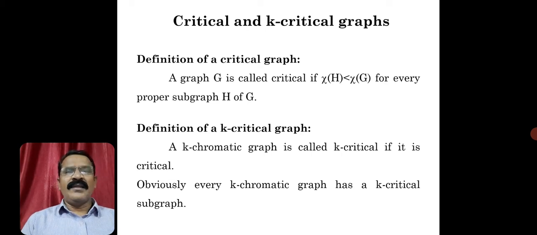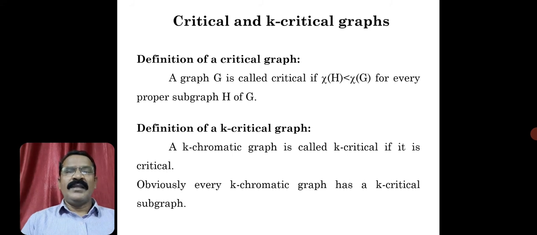So once again, a graph G is called critical if the chromatic number of the subgraph is always less than the chromatic number of the graph for every proper subgraph H of G. Okay, so this is about the critical graph. Then what is the definition for a K-critical graph? A K-chromatic graph is called K-critical. What do you mean by K-chromatic graph? A graph is said to be K-chromatic if its chromatic number is K. So a K-chromatic graph is called K-critical if it is critical.